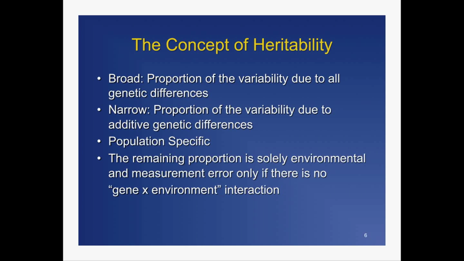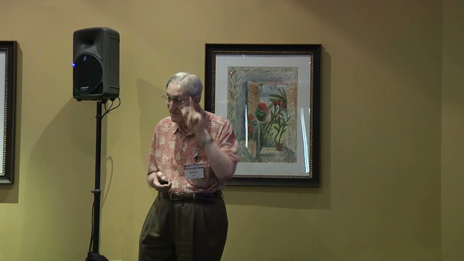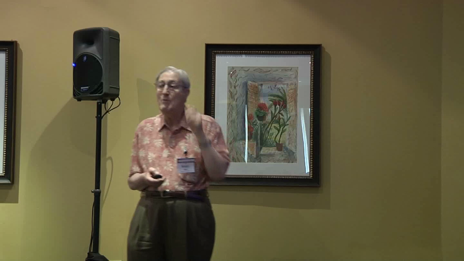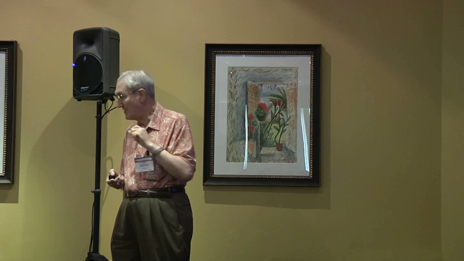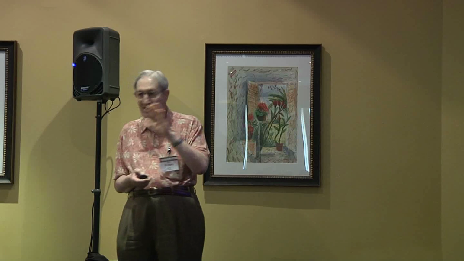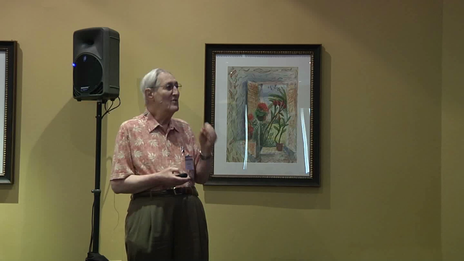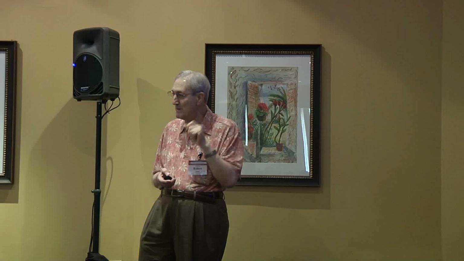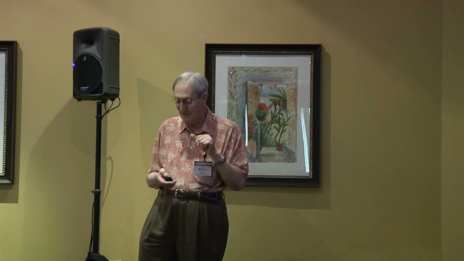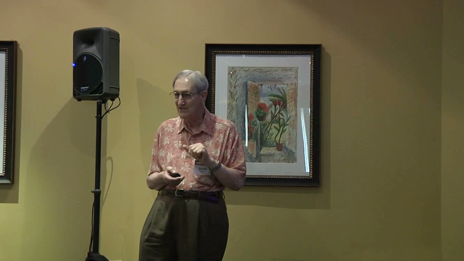So, now if you look at the remaining proportion, people say, well, it's environmental or measurement error. But that's only true if there's no what we call gene by environment interaction in the statistical sense. So therefore, we would like to minimize that interaction from a statistical point of view. We're always interested in joint actions, but we don't want statistical interaction if we can get rid of it. And that's going to be a major point as far as I'm concerned in any statistical analysis.